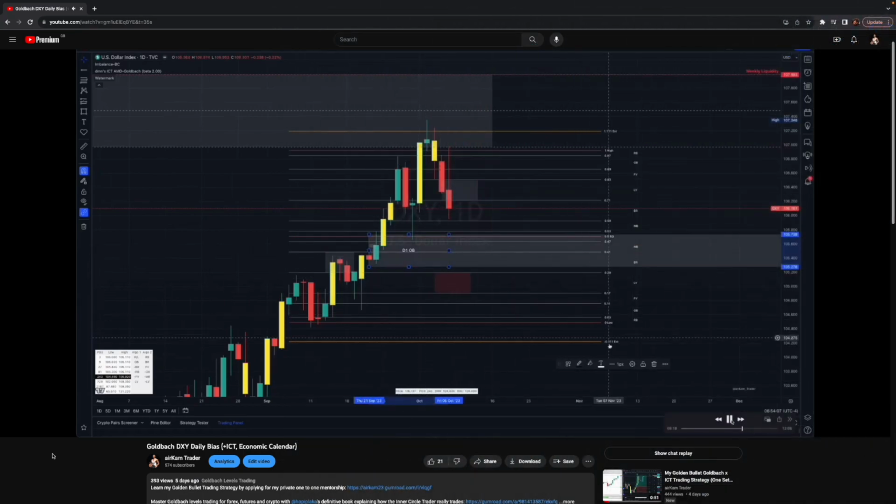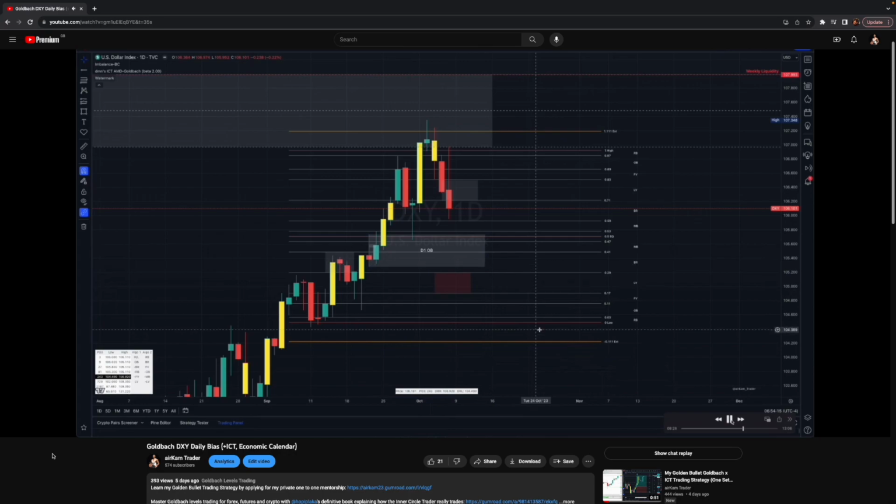I'm thinking maybe we'll find support at this order block down here, this daily order block. We already did wick into it. As you can see here, we gathered some more orders and came back up. So that's one potential point of support around equilibrium.